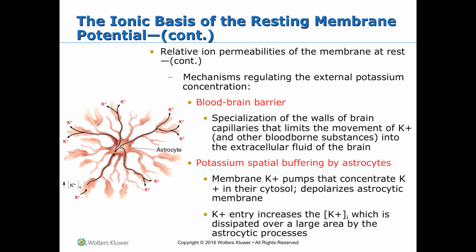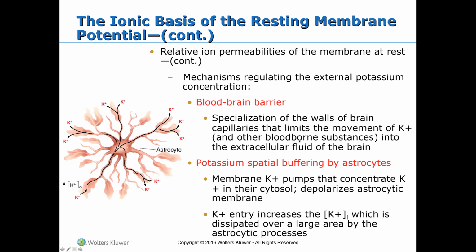So mechanisms that help to regulate the external potassium concentration include the blood-brain barrier. And I have a good paper on that I've put on Blackboard. So if you choose to read that paper, it's a good topic. But the blood-brain barrier is a specialization of the walls of brain capillaries that helps to limit not only the movement of potassium, but other bloodborne substances into the extracellular fluid.